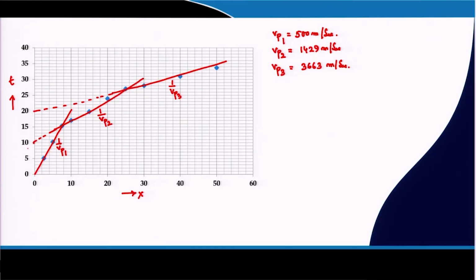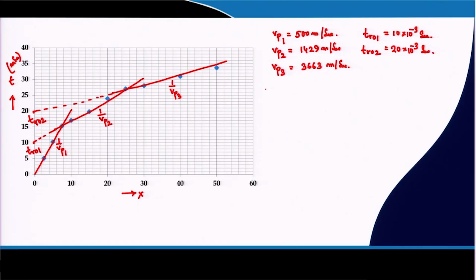This is TR01, this is TR02. Now, TR01 from the plot is 10, and it is in millisecond. So, in second I can write 10 into 10 to the power minus 3 second, and TR02 is 20 millisecond, so this is 20 into 10 to the power minus 3 second.